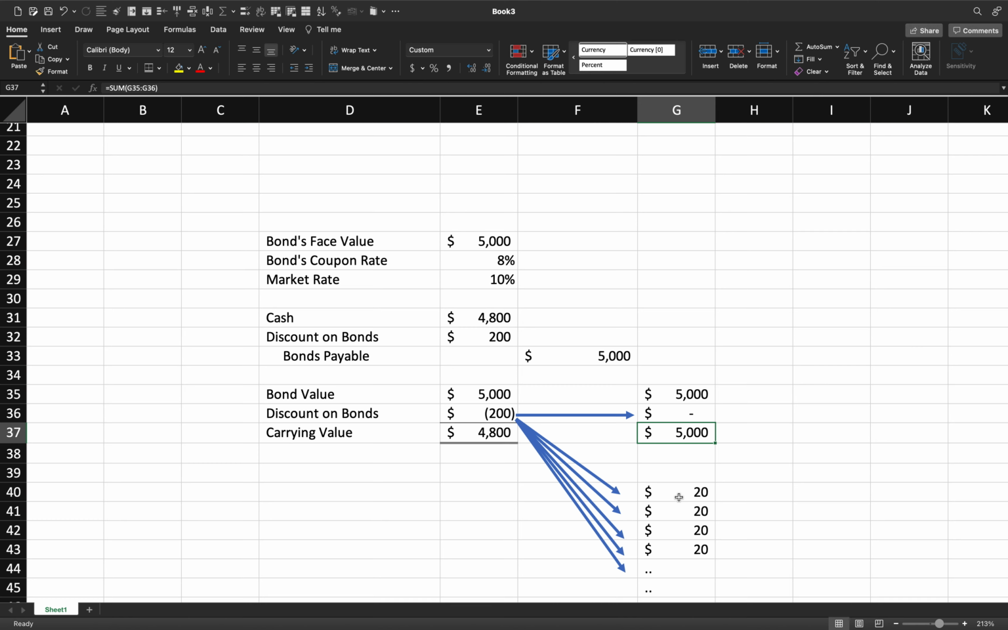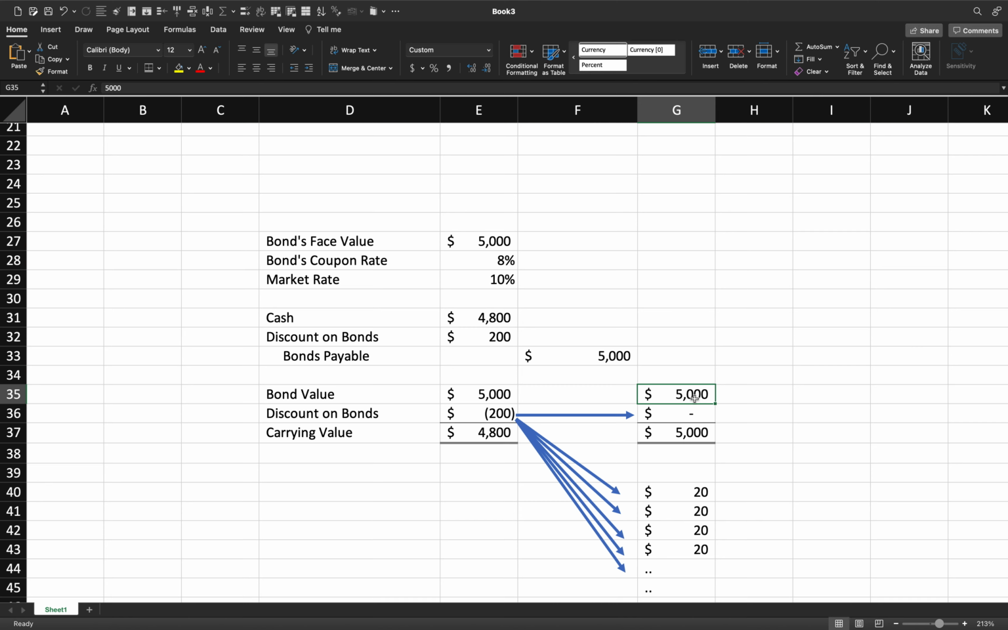And if we do this enough times, if we do it specifically 10 times, this $200 should go away, right? 20 times 1, 20 times 2, 20 times 10 would be $200. And if somehow we could destroy that discount on bonds payable, then we would end up in this situation where the carrying value is the same as the bond's face value. We could just pay for that with cash and be done with this situation. That's what happens in real life, by the way. When you amortize on a straight line basis, this is what the exercise is calling us to do.